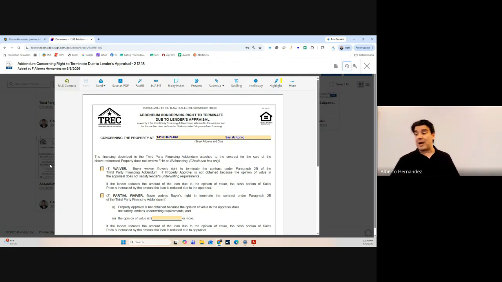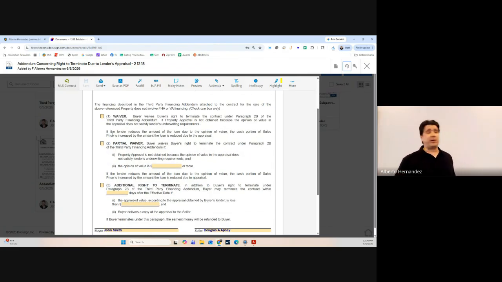Now, we have 3 options in this document: a waiver, a partial waiver, or the additional right to terminate. So a waiver says, I don't care what this house appraises for, I'm going to buy it no matter what, right? So that is obviously the power of a conventional loan, is that I'm not having to worry about it passing an appraisal later on, because technically I should have the money to go ahead and just move forward.